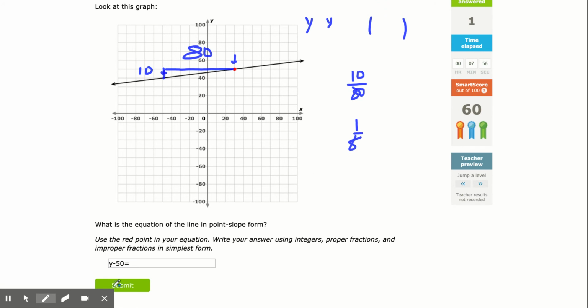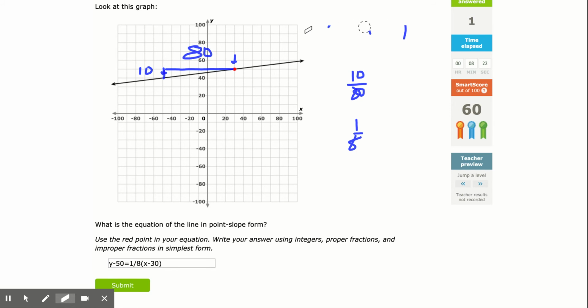So again, back here, I'm going to type in my 1/8 as my slope. Make sure you put parentheses. Now it's going to be x minus, what's the x value? I'm looking down here, the x value is 30. 30. And I've written my equation in point slope form.